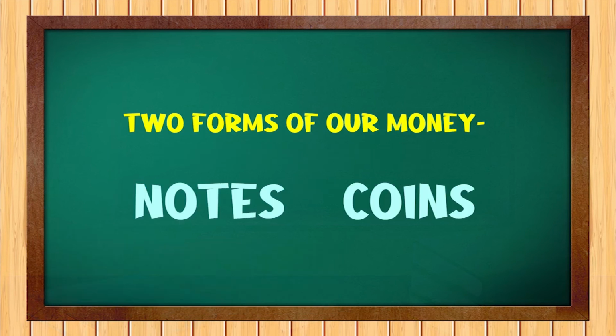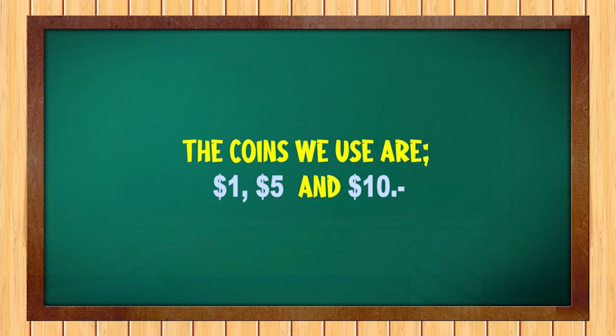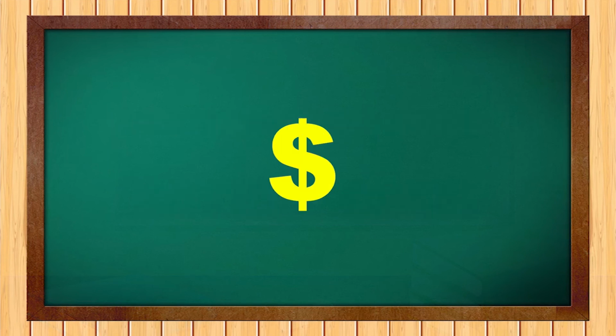We also discussed that for our money, the two forms in which we can find them are notes and coins. For the notes, we have various values. We have the $20 note, the $50 note, $100 note, $500, $1,000, and the $5,000 note. Then for the coins, we have $1, $5, and $10. So remember, our money are in two forms. They're notes and coins, but they're all expressed as dollars.